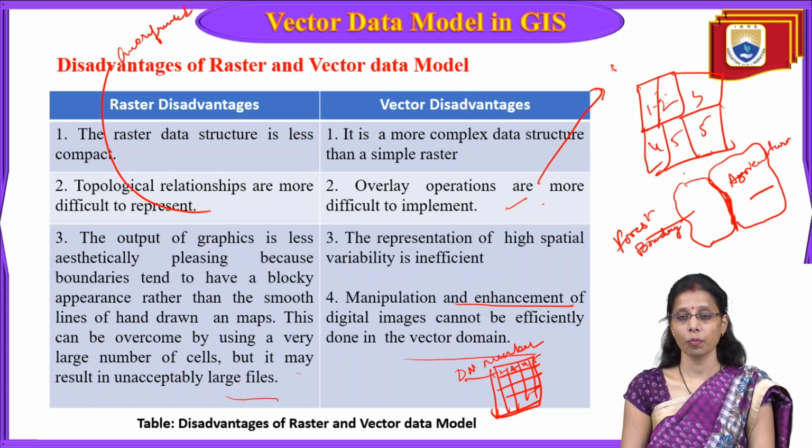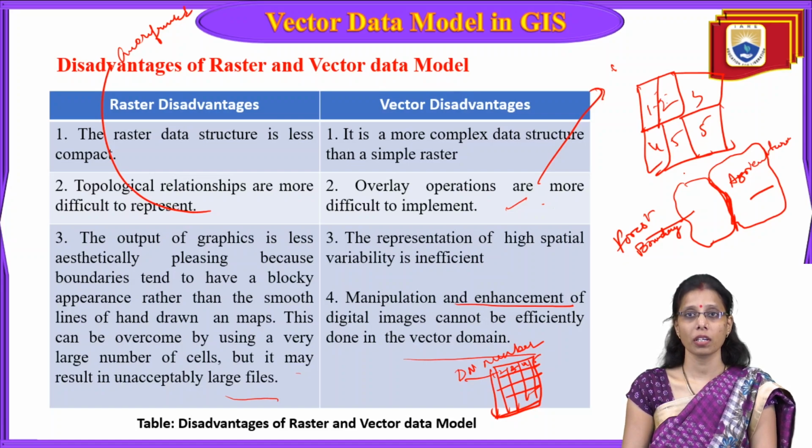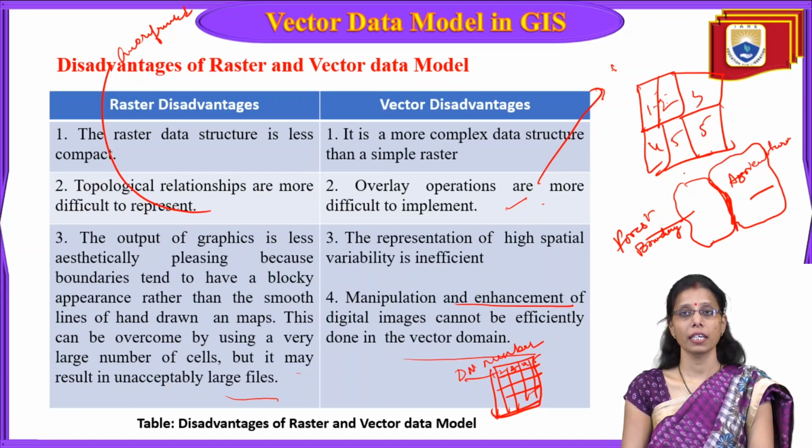So enhancement of the image is not possible in the vector domain, whereas it is possible in the raster data. So this is one benefit of the raster, whereas the disadvantage in the vector is we cannot enhance the image after it is converted to the digital format, or the soft copy of the raster image. So these are a few of the disadvantages. We have many advantages and many disadvantages comparing raster and vector. These two data types are studied together in GIS, and both are spatial data. So I hope you understood about the vector data model and its types.